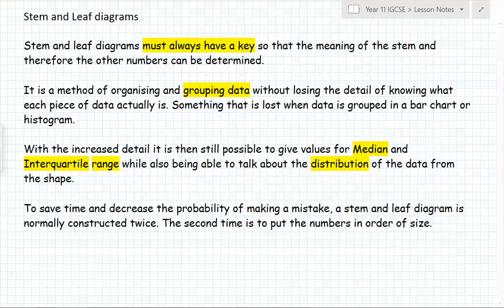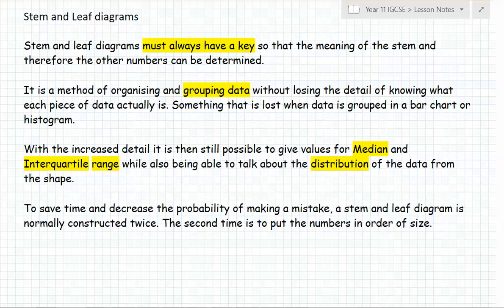So you've grouped data using tally charts before, remember doing that? So you tally it, you add up the tallies and so on. Now the big difference between a stem and leaf diagram and when you've turned a tally chart into a frequency chart, meaning bar chart, is that you don't lose the detail. You know what all the numbers are. So the bar chart, you know how many might be within a particular group, but you don't know where they are in the group.